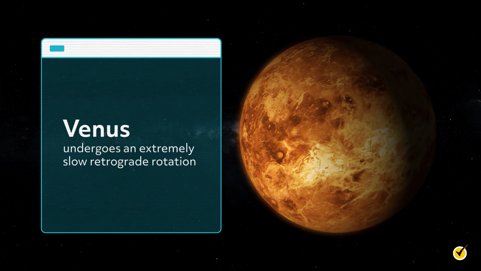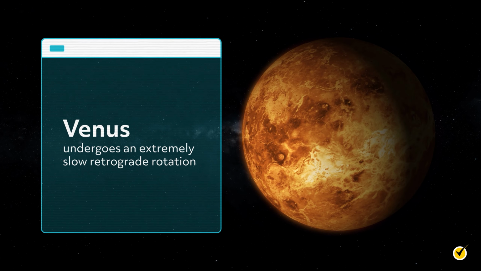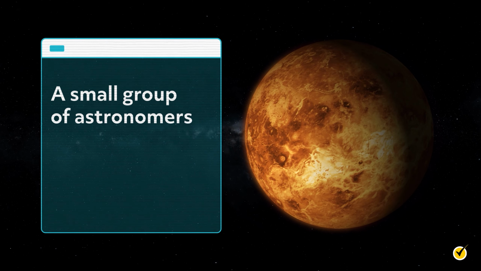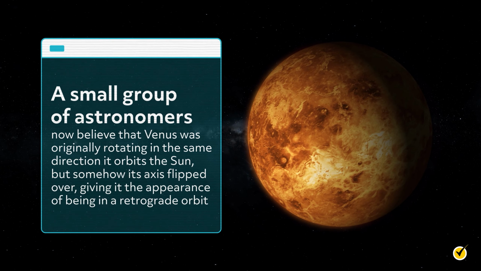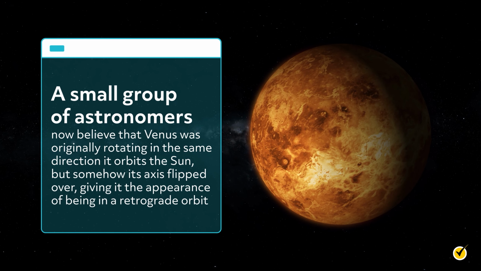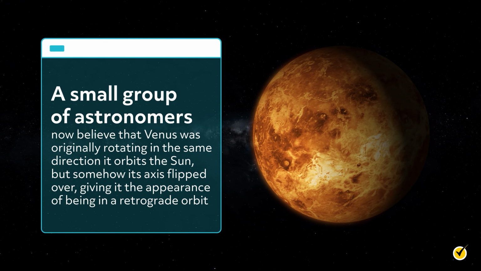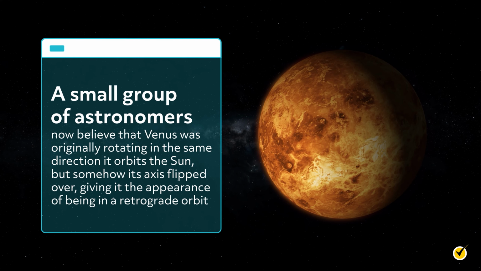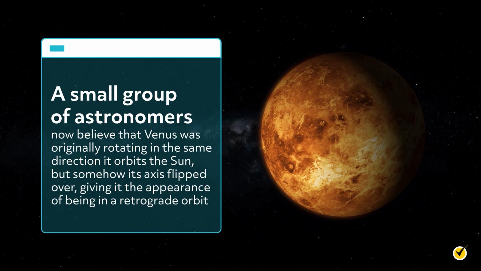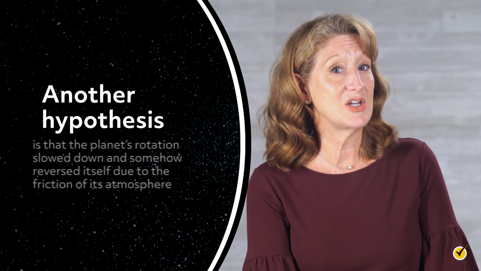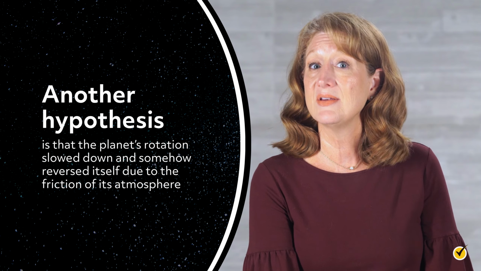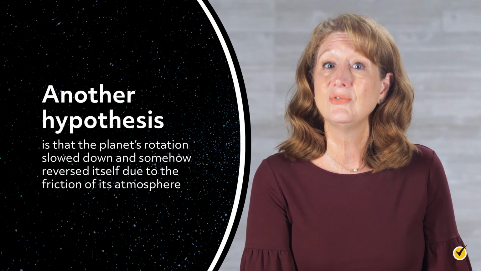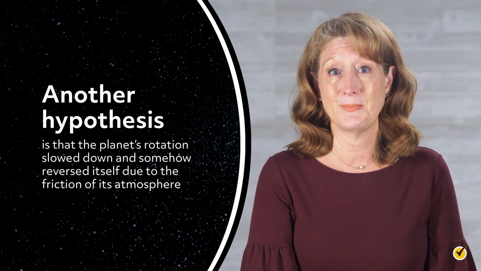Venus undergoes an extremely slow retrograde rotation. A small group of astronomers now believe that Venus was originally rotating in the same direction it orbits the Sun, but somehow its axis flipped over, giving it the appearance of being in a retrograde orbit. Another hypothesis is that the planet's rotation slowed down and somehow reversed itself due to the friction of its atmosphere.